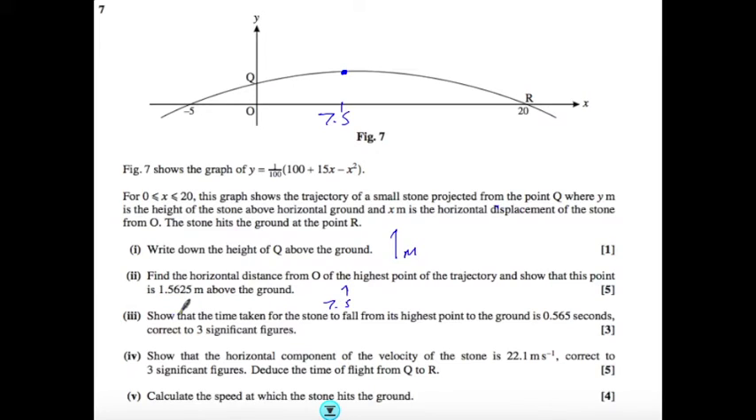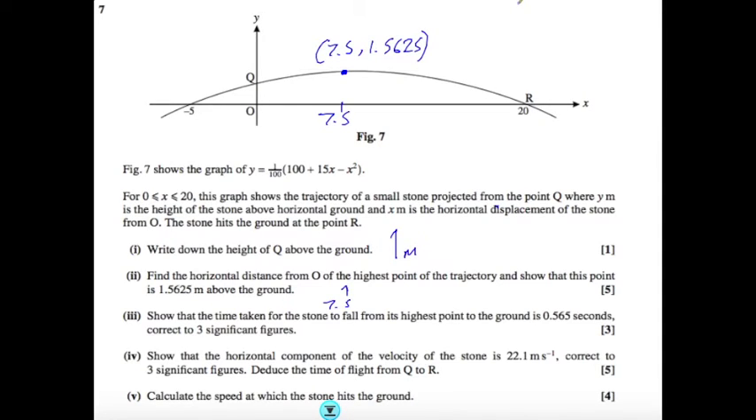So we know that for the horizontal distance from O, this distance then is 7.5, and we need to show that this point is 1.5625. So to show the y coordinate, we've just got to sub in the x coordinate. So I'll leave that as a task for you. Sub in 7.5 and then you should get 1.5625 metres. Okay, lovely. Right, part 3.